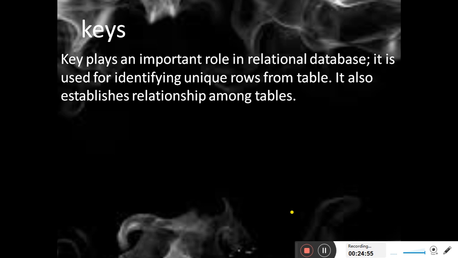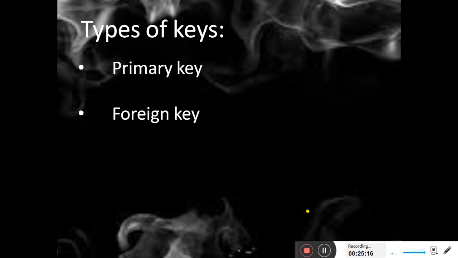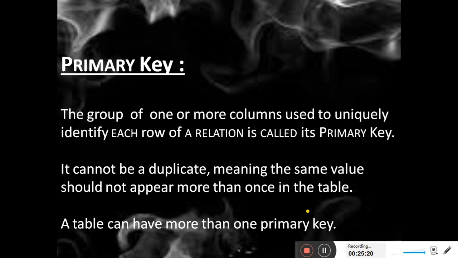Now what are keys? Keys play an important role in a relational database. They are used for identification, to give a unique identification to each row of the table. They also establish relationships amongst tables. There are two types of keys. The first one is the primary key and the other one is the foreign key.